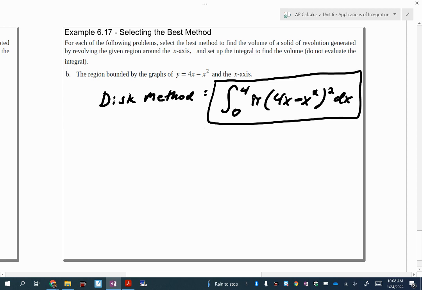Okay. Anyway, so that's it. Try some of these practice problems and we'll get into reviewing for what it looks like on the AP exam.